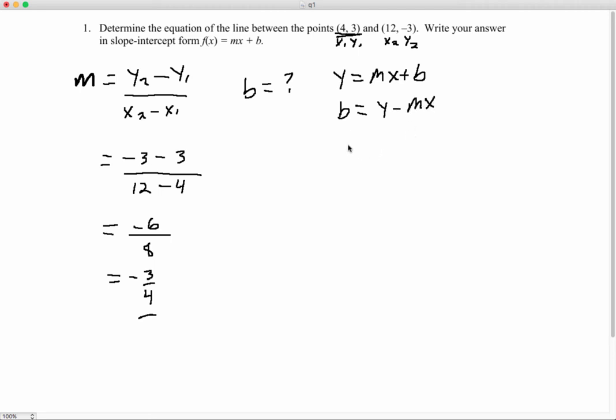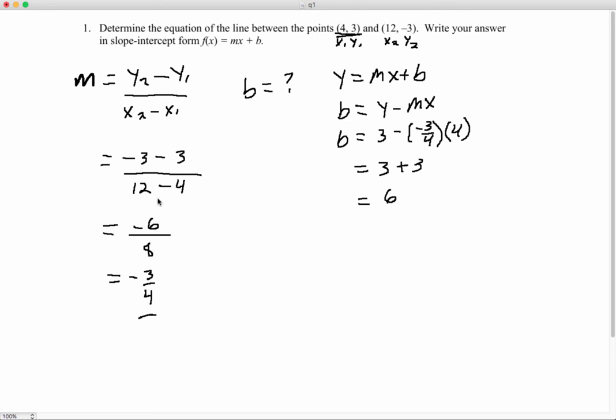Okay, all right, so let's go ahead and do that. So b is equal to, let's see, I'm going to use the 3 up there, minus my m, which was -3/4, times my x, which just conveniently happens to be 4. And now when I do this arithmetic, the 4s are going to cancel each other out and become a 1, so that's going to be +3, which ends up giving me back a 6 for b.